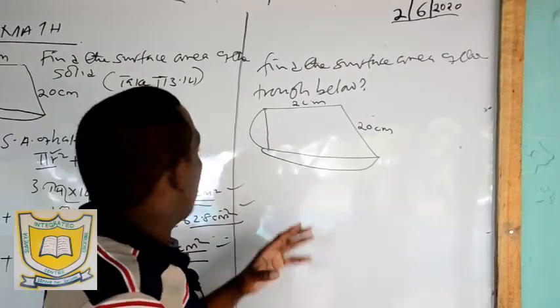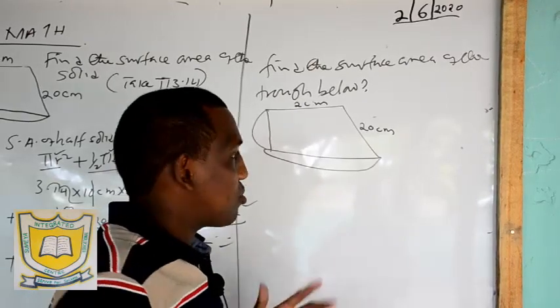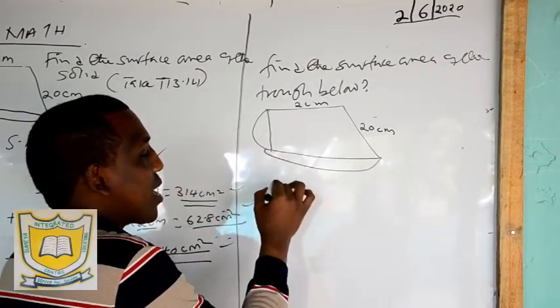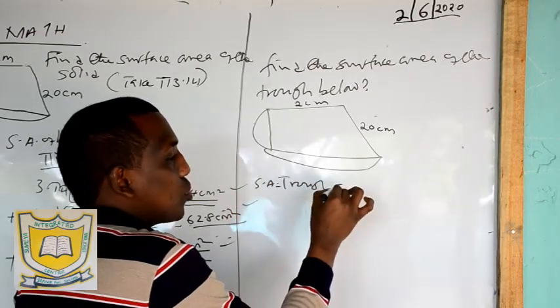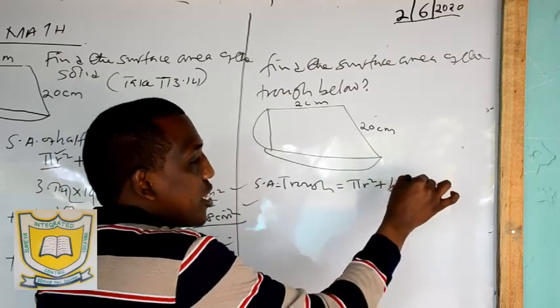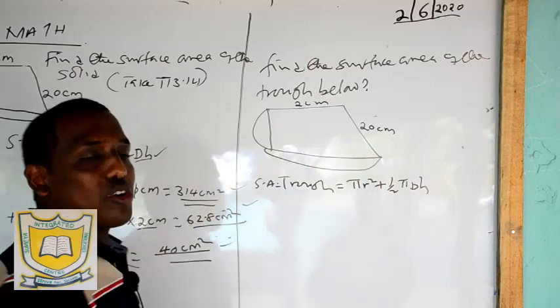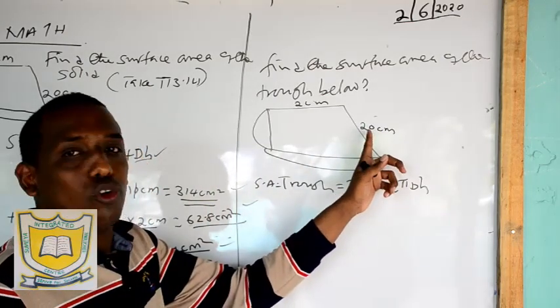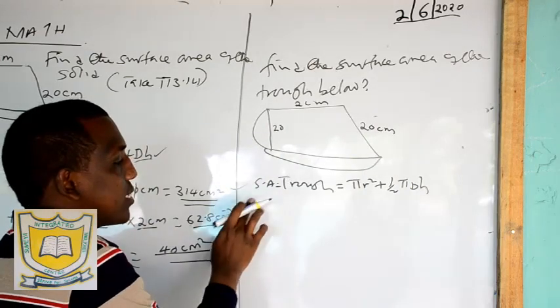I'm using the same dimensions because I want you to see the difference between the trough and the half solid. The formula, the surface area of a trough, is equal to πr² plus ½πdh. There is no πd plus πdh here. So we use 3.14 because the diameter is not divisible by 7. So here is 20, here will be 20.